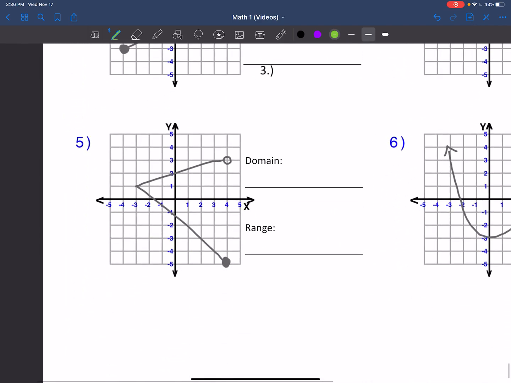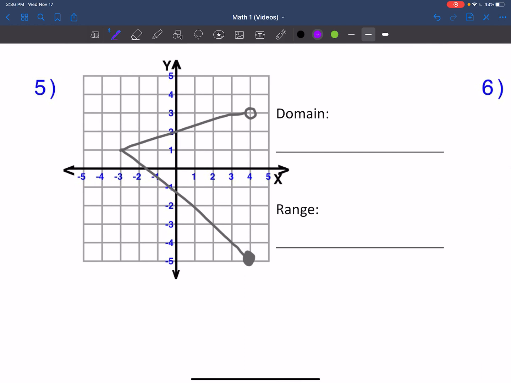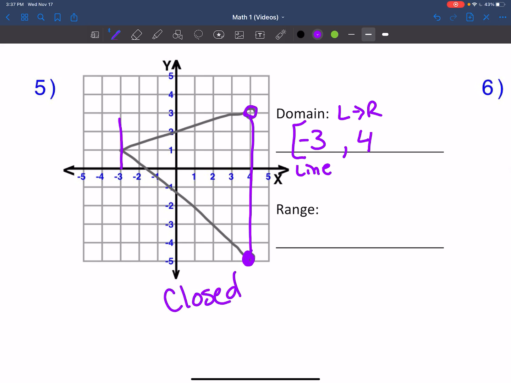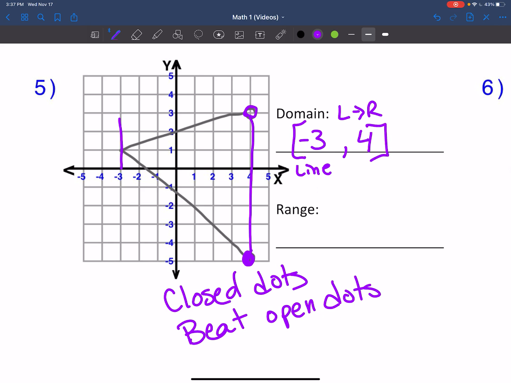We're going to skip down to number 5 here. We're going to go left to right for the domain. The leftmost side is a -3, and it's a closed bracket because it's part of the line. The right side is a 4, but we have to be careful. There's a closed dot and an open dot. So what I want you to write here is that closed dots beat open dots. So if a closed dot beats an open dot, that means we're going to use a closed bracket.